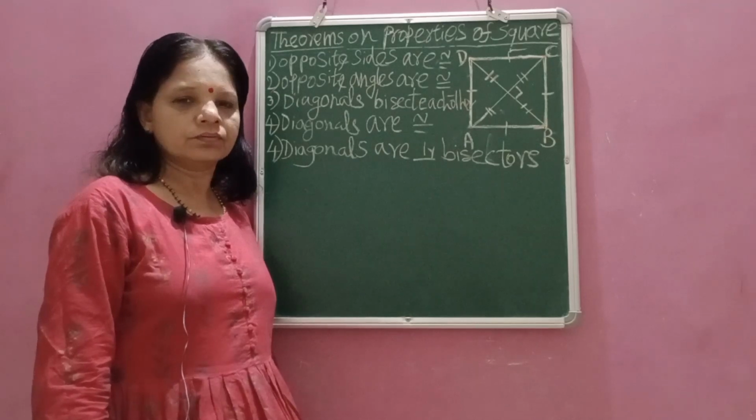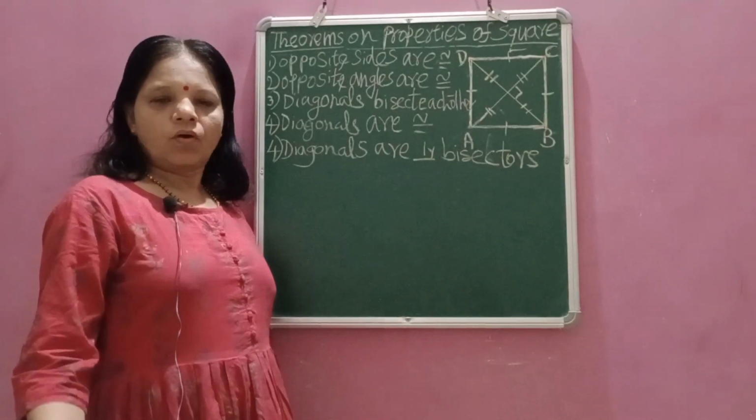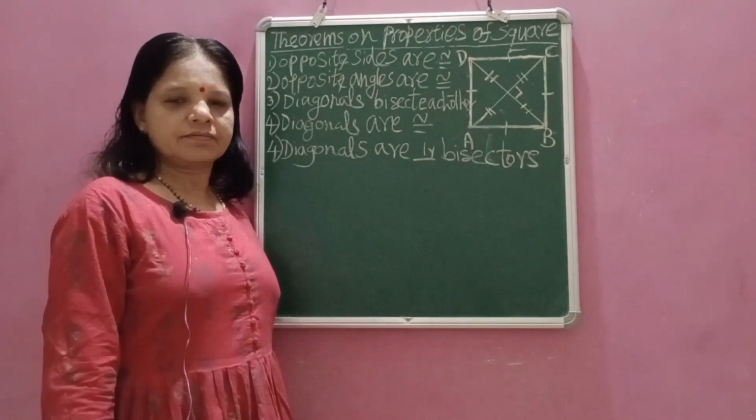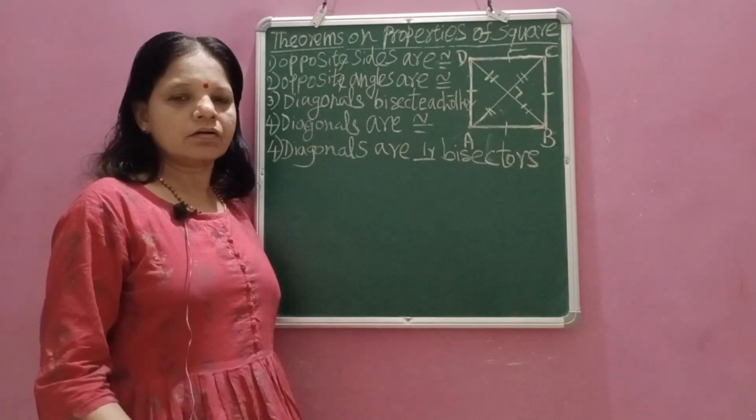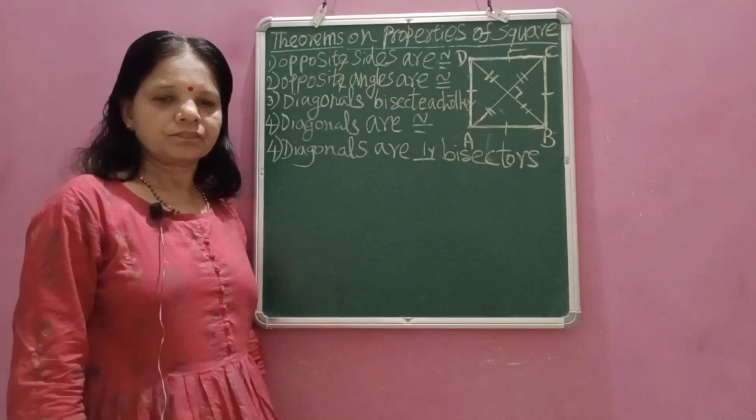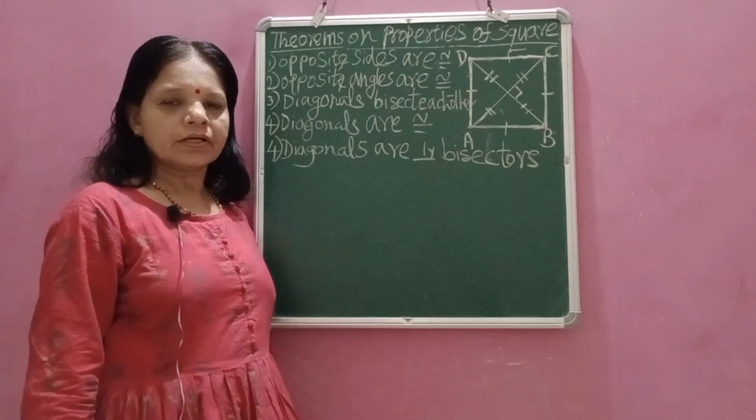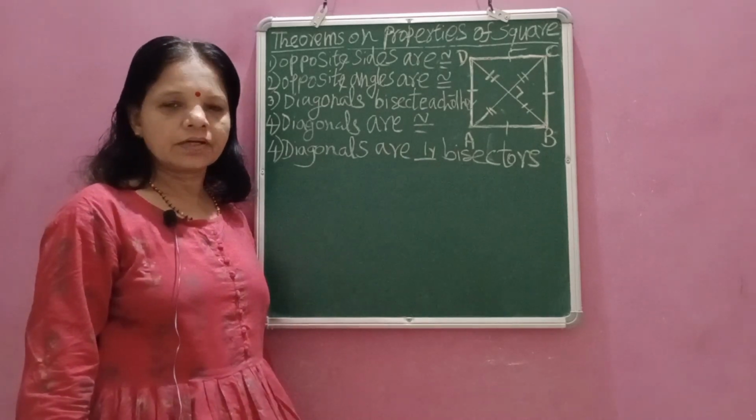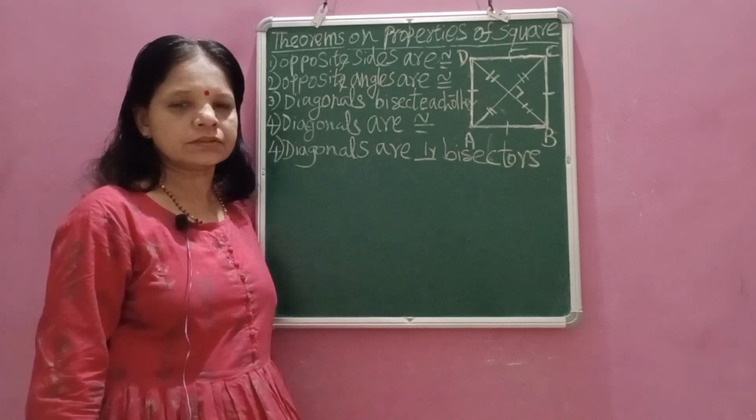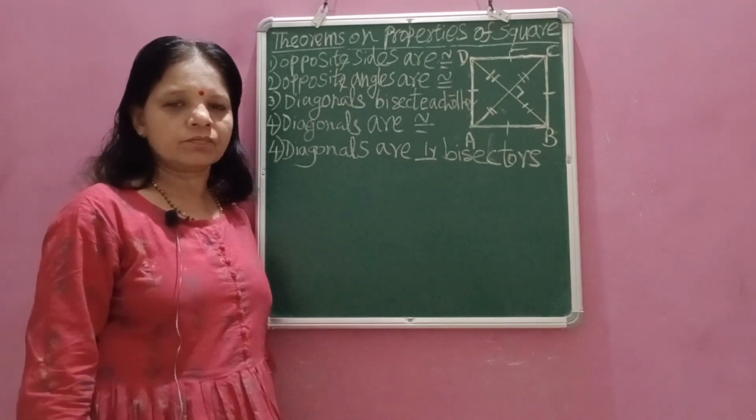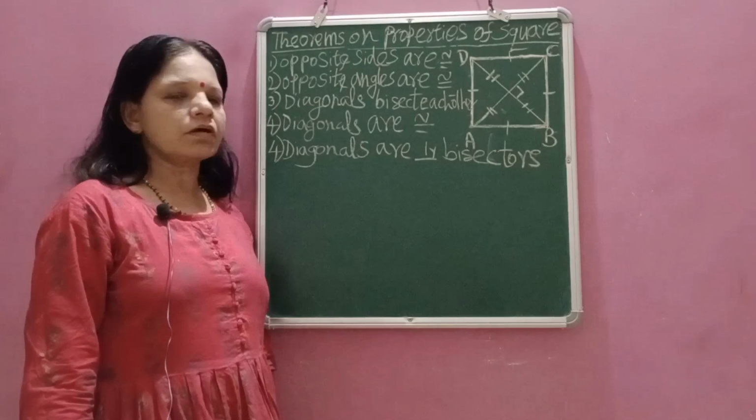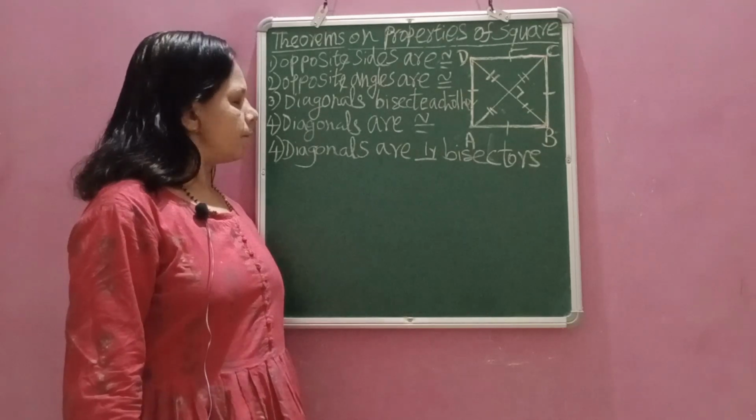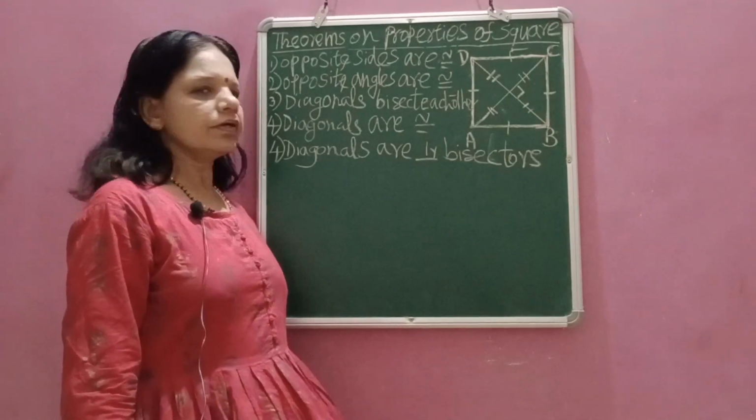Similarly, we have to do. So, which of the properties now? Opposite sides are congruent, opposite angles are congruent, diagonals bisect each other, diagonals are congruent. Also, the diagonals of a square are perpendicular bisectors. That is, square is a rhombus also. So that theorem is also applicable in the case of square. Diagonals of a square are perpendicular bisectors of each other.